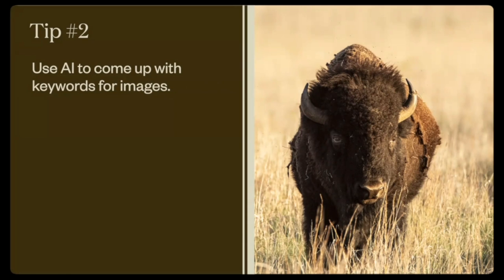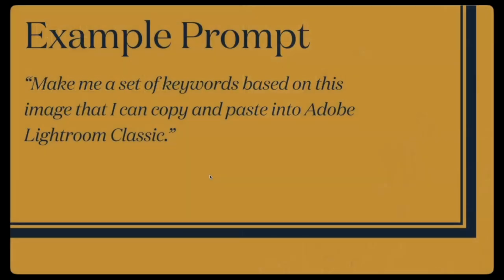And so I still will take my keepers and put them on that site. But one of the things that AI does, instead of me sitting there trying to come up with keywords on an image and trying to think through all the different possibilities, AI can think through it for you pretty quick. Here's an example prompt: Make me a set of keywords based on this image that I can copy and paste into Adobe Lightroom Classic, because that's the one I use.